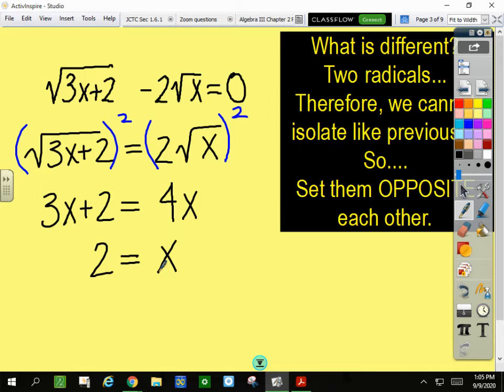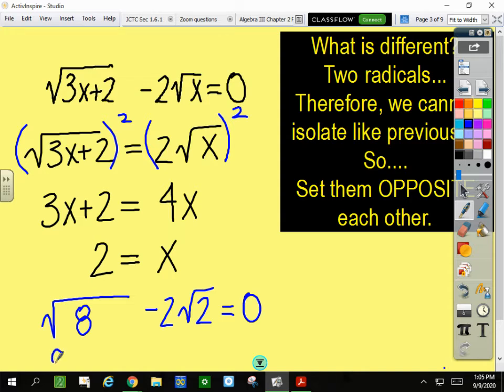So that's our solution so far. Checking for extraneous, if we plug in 2, we would have the square root of 8 minus 2 radical 2 equals 0. And I know that this is a true statement. Some of you might also wonder, so there's a couple ways you could do this to check to see if those do subtract to equal 0.